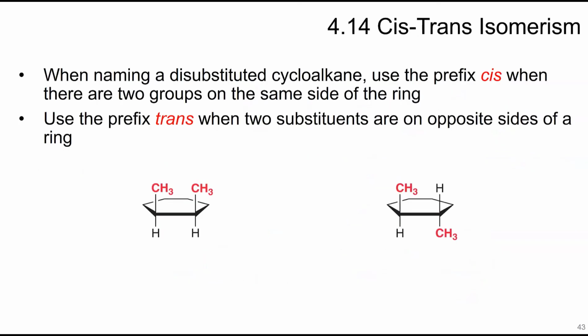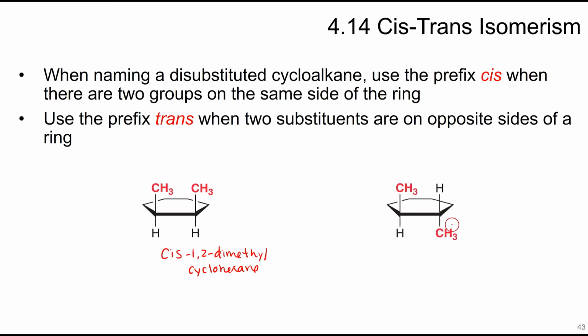Okay, so with that, if you have a disubstituted cycloalkane, we need to start getting the habit of using the prefix cis when there are 2 groups on the same side of the ring, or trans when they're on opposite sides of a ring. So these CH3s are both pointing in the upwards direction, so this is a cis-1,2-dimethylcyclohexane.